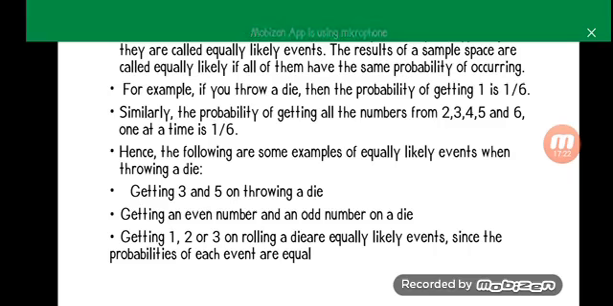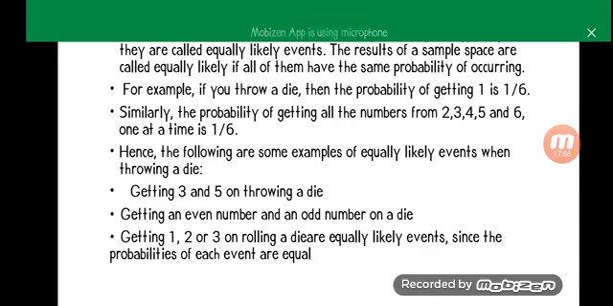Some textbooks will call them equiprobable events. These are events whose chances of occurring are the same. For example, if you throw one die, your sample space is 6. So the probability of getting 1 is 1 over 6. Also, the probability of getting 2, 3, 4, 5 and 6 is still the same, 1 over 6.